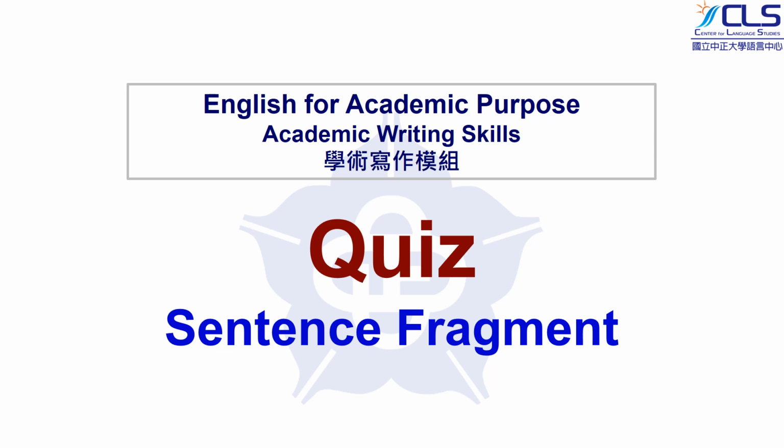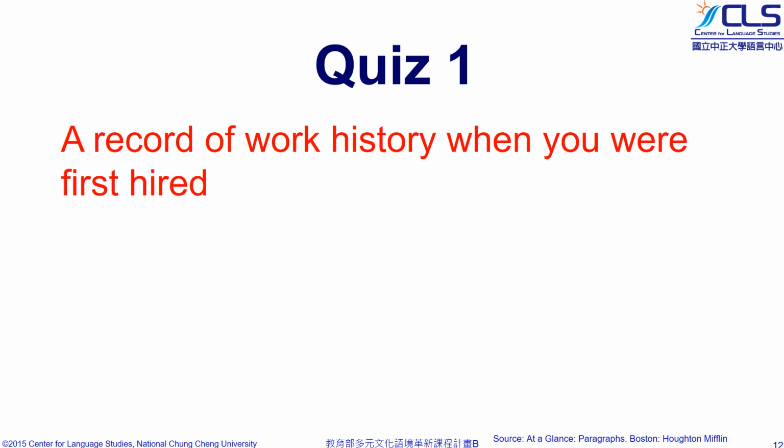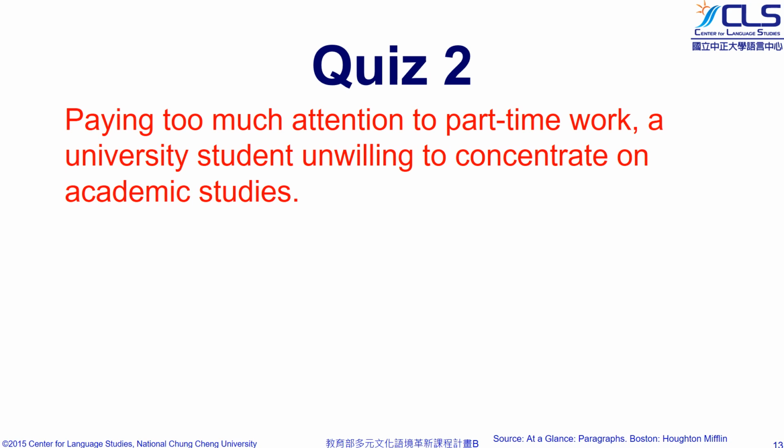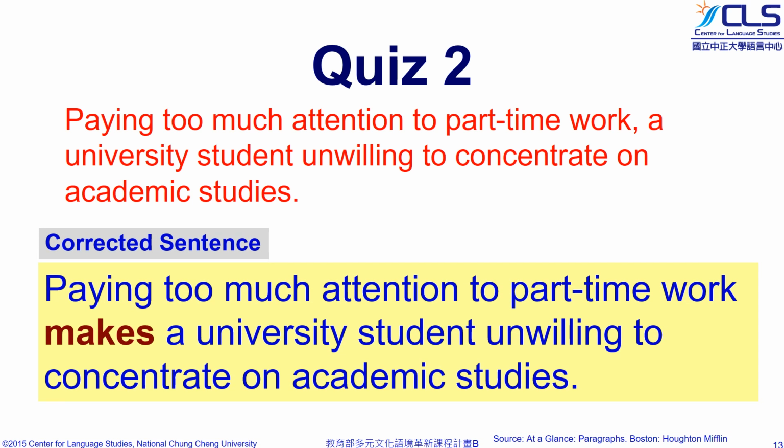Okay, let's go with a more challenging task, the quiz. Here we see a record of work history when you were first hired. This is an incomplete sentence that needs a verb. There are two incomplete sentences here, but it may take more than just combining them together.